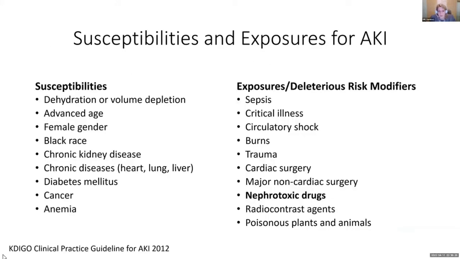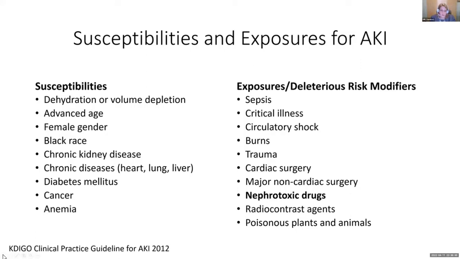So if you're familiar with the KDIGO 2012 acute kidney injury guidelines, KDIGO is the Kidney Disease: Improving Global Outcomes group. They develop a lot of consensus guidelines. And this AKI one has not been updated since 2012. But in their table 3, they discuss susceptibilities and exposures.